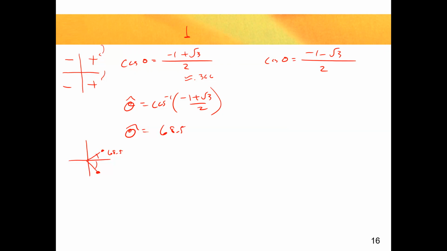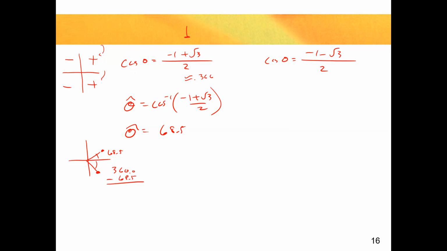I'm in quadrant 4. Almost have a full rotation. I have 360 degrees. Is it 360? Yeah, I go with that. So in quadrant 4, it's 360 minus 68.5, whatever that's going to be.